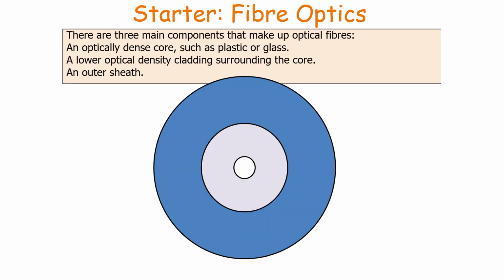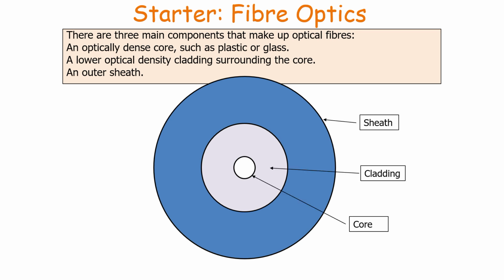the fibre optic. Now there are three main components that make up optical fibres: an optically dense core such as plastic or glass, a lower optically dense material which is a cladding surrounding the core, and an outer sheath as shown in this particular diagram.